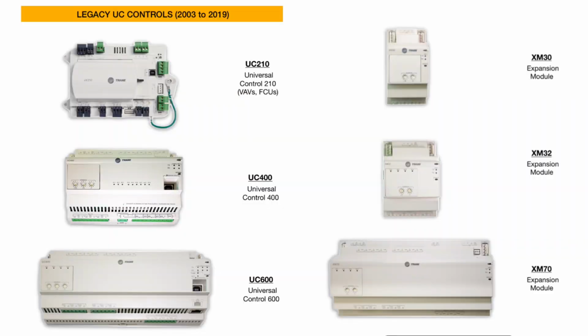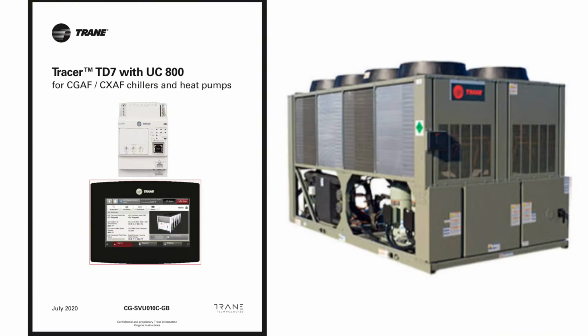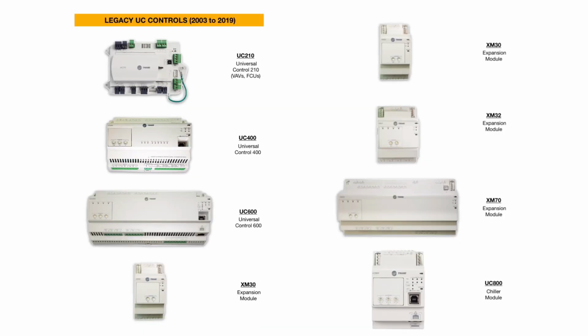You had the UC210, which was for VAV boxes and small fan coil units. The UC400 provided advanced unit control with different profiles. The UC600 expanded capacity for larger systems. And then the UC800, which was the backbone for chillers and high tonnage equipment like IntelliPacks. Together, the UC line represented Trane's shift towards BACnet integration, while still maintaining compatibility with their legacy networks.